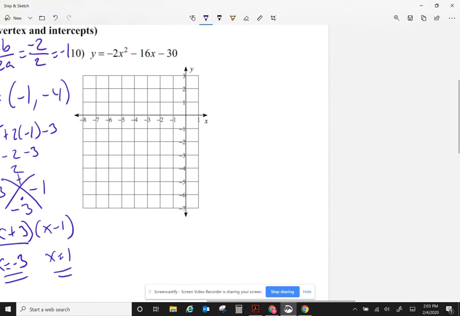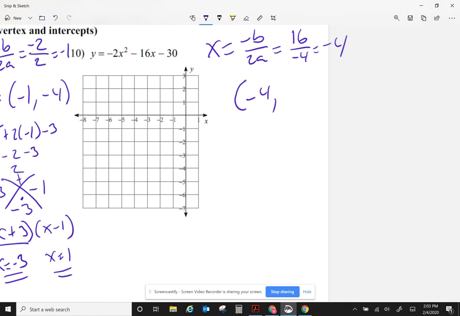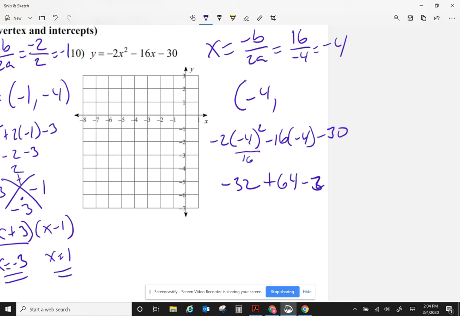Same thing with example 10. My x value is going to be negative b over 2a. So positive 16, right? Negative of a negative over negative 4. So my x value is negative 4. So for my vertex, I know the x value. For my y value, I'm going to go negative 2 times negative 4 squared minus 16 times negative 4 minus 30. So I have negative 2 times 16, negative 32, plus 64 minus 30. That happens to be 2. That's my y value. So negative 4, 2 is my vertex.